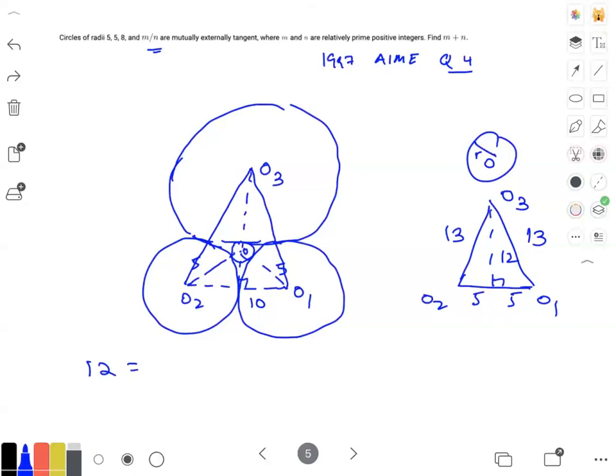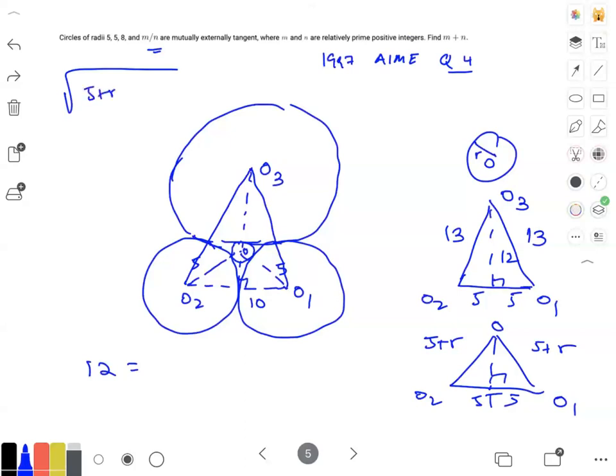What I can do is, if I consider the triangle O2, O1, this is going to be 10, and then this is going to be 5 plus R, this is going to be 5 plus R. If we were to drop this, this is 5, 5. So I know this height, maybe like OT, is the root of (5 plus R) squared minus 5 squared, which is root R squared plus 10R. So root R squared plus 10R is going to be up to the center O. And then to get from O to here, we just add R. And then to get from here to O3, we just need to add 8.